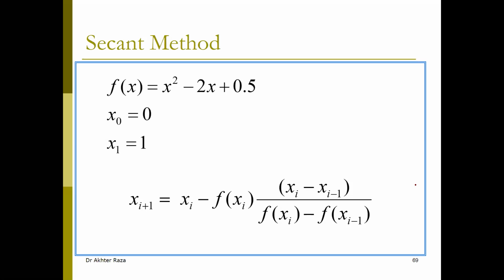Now we have one example. In this example, a nonlinear equation is given to you and the 2 initial guesses are given to you, 0 and 1. So you have to calculate another guess, xi plus 1. How can you calculate the xi plus 1? Suppose I have x0 and x1, and I am going to calculate x2. How can x2 be calculated?